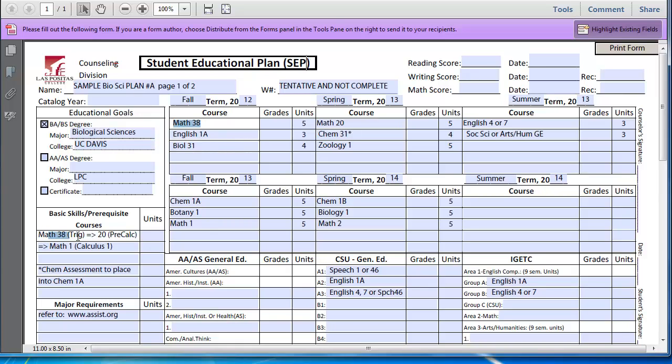So then the student would have to take Math 38 Trig, then Pre-Calculus, then Math 1, Calculus 1, and then of course Math 2. So that's sort of the sequence of math classes that the student would be required to take.